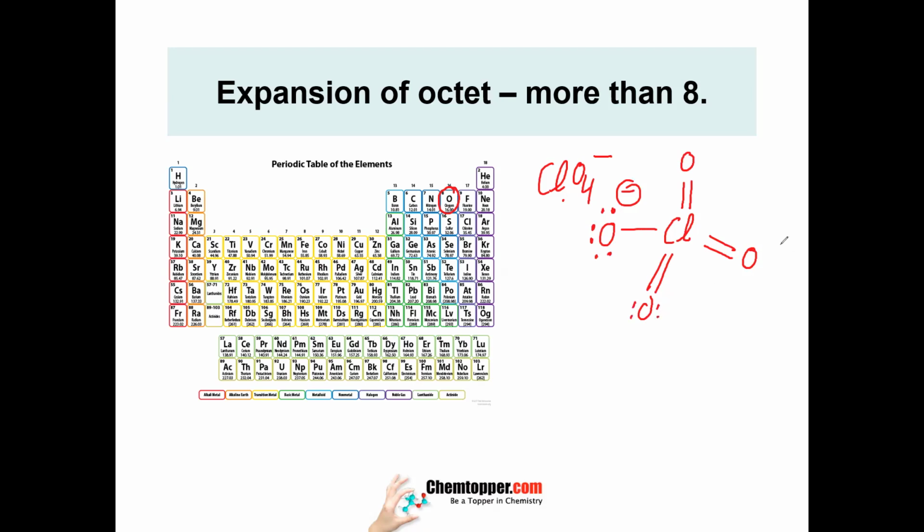This is the Lewis dot structure of perchlorate. Can you check how many bonds are there around chlorine? How many bond pairs? Count the bonds. 7. No lone pair. And how many around oxygen? 2. And 2 lone pairs.